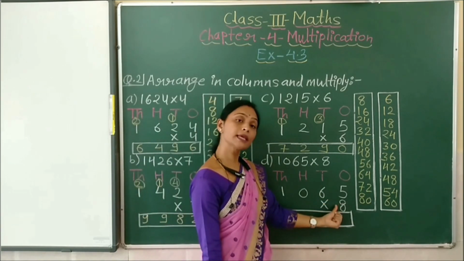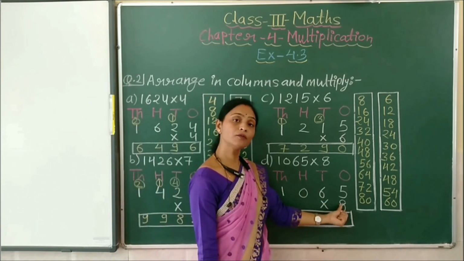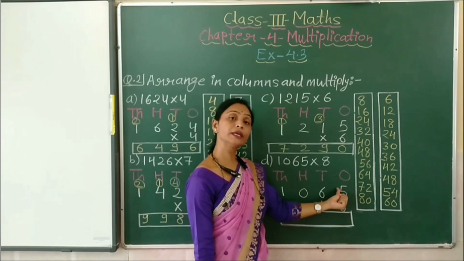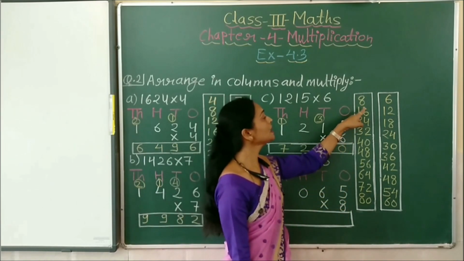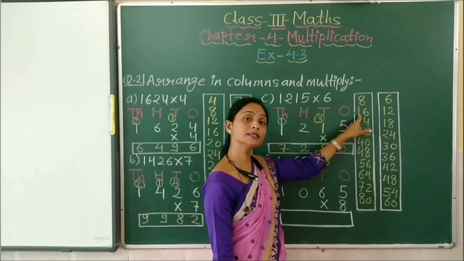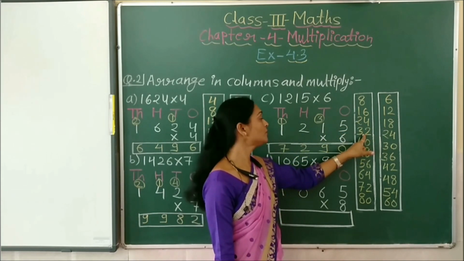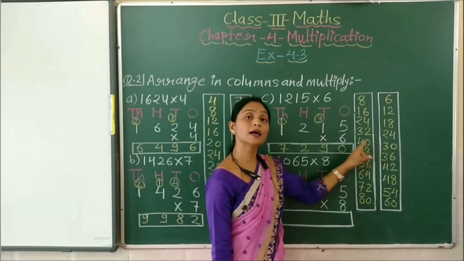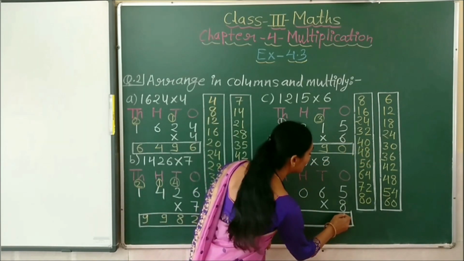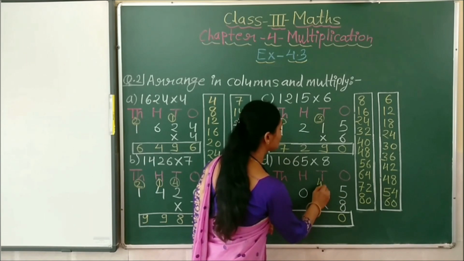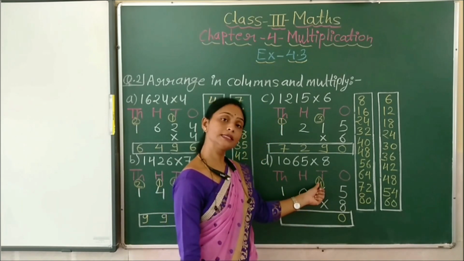Here we are having this 8. So we have to read the table of 8. How many times? We have to read it 5 times. So see, 8 ones are 8, 8 twos are 16, 8 threes are 24, 8 fours are 32 and 8 fives are 40. So we have to write here 0 and 4 carry over on tens place.